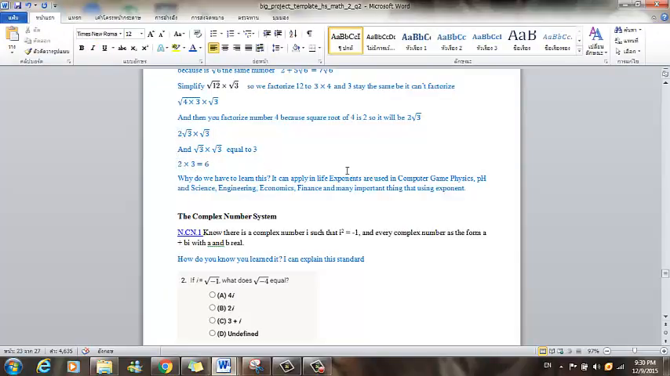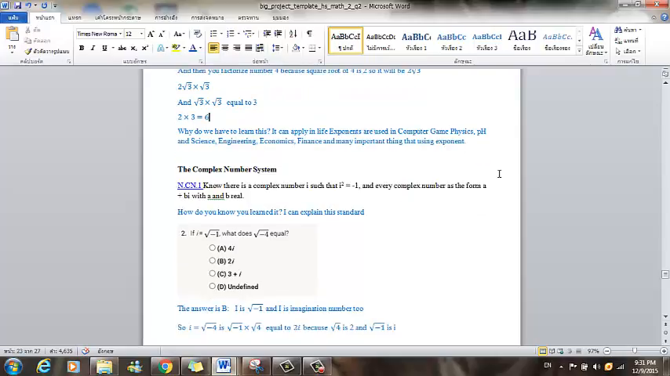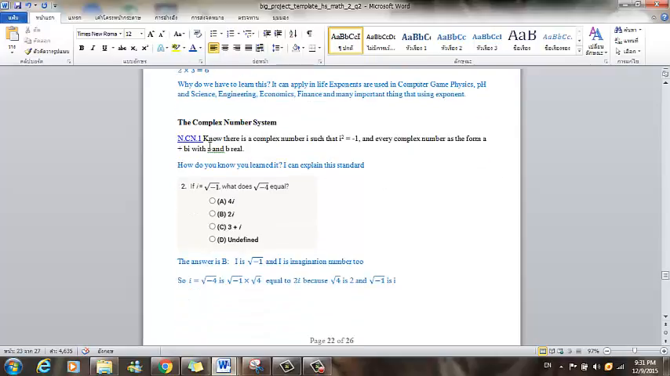So why do we learn this? Because we can apply it in life. Exponents are used in computer games, physics, science, engineering, economics, finance, and many other important things. So move to the next, and that is NCN1.